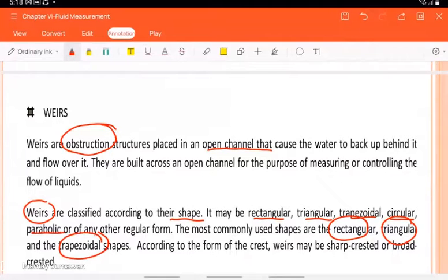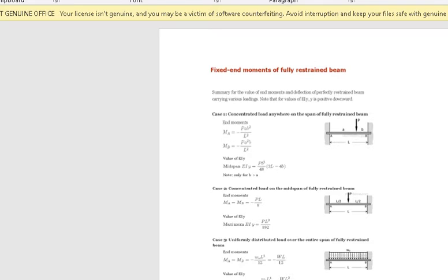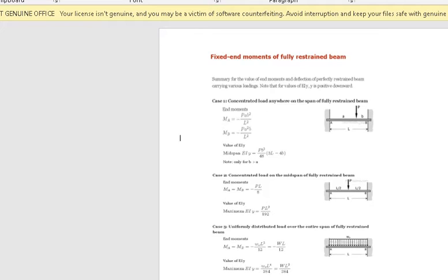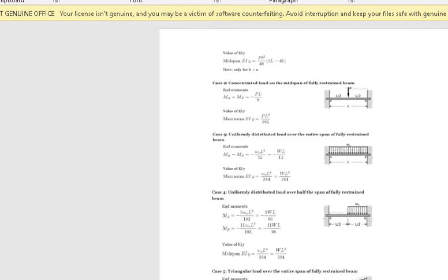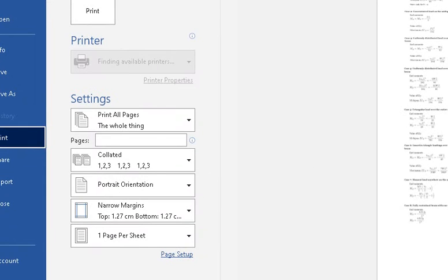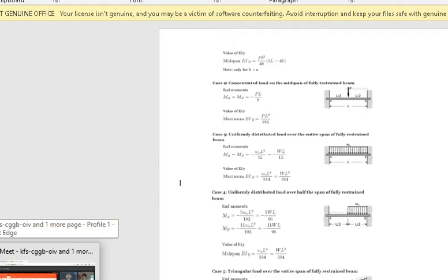There are special formulas for this type of rectangular weir, and for the triangular weir with the angle of the vertex, and the trapezoidal weir based on its side slope. So, in the form of crest, it is also classified as sharp or broad-crested weir. So, if the crest is sharp, it is a sharp-crested weir, and if it is wide, it is a broad-crested weir.